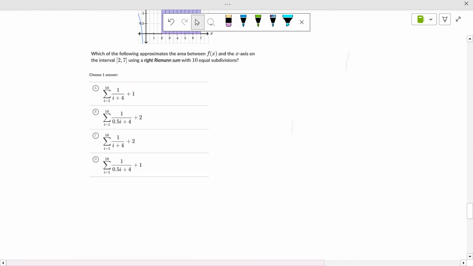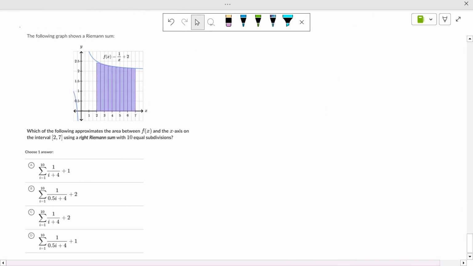And then finally, a right Riemann sum with 10 equal subdivisions from 2 to 7. Okay? So if we start at 2, and it's a right Riemann sum, so we're actually starting at 2.5. So when i equals 1, we're at 2.5. When i equals 2, we're at 3. When i equals 3, we're at 3.5. When i equals 4, we're at 4. Okay? So, how do I get from there to there?